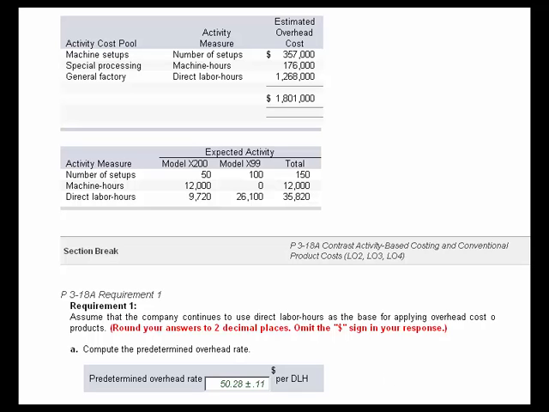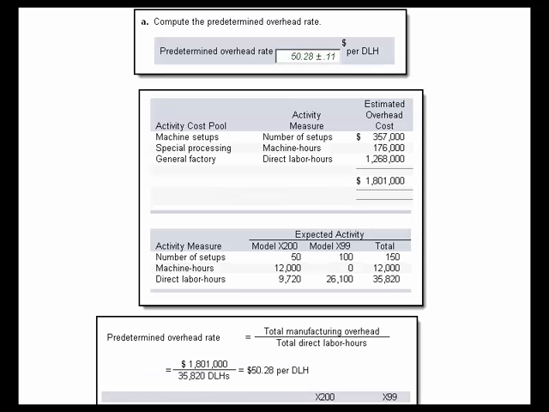Now, requirement 1 says compute the predetermined overhead rate, and that's $50.28. And let me show you how we come up with that. Okay, so there's the solution on the screen, $50.28, and they told us there was 1,801,000 of estimated overhead costs, and we need to know what the total direct labor hours will be, and that's given right there, 35,820. So we simply divide the estimated overhead cost by the total direct labor hours, and we come up with the predetermined overhead rate, $50.28.